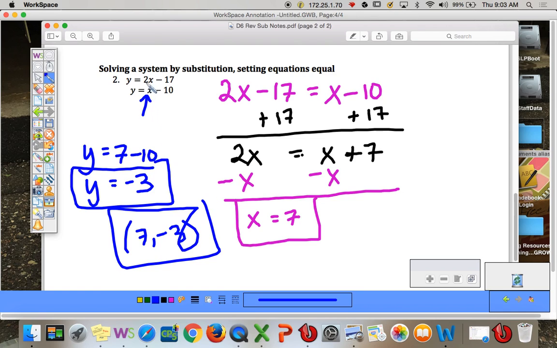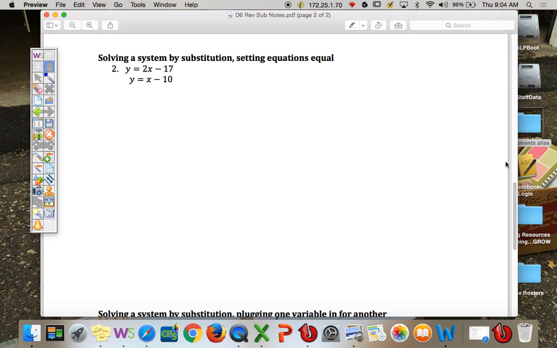And we can check our answer by plugging into the first equation and seeing if both sides are equal. So let's do that. Y equals 2 times 7 minus 17. Oh, sorry, I plugged in wrong. All right, so the y value is negative 3. So negative 3, does that equal 2 times 7 minus 17? And this is 14. 14 minus 17 is negative 3. So you can check by plugging in.